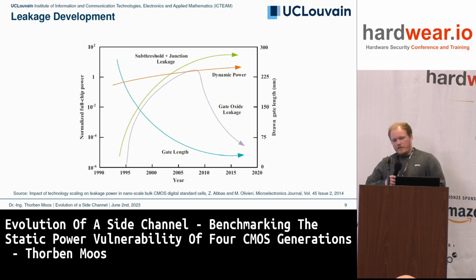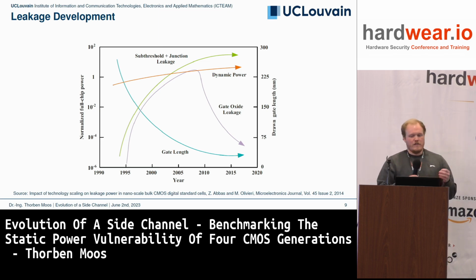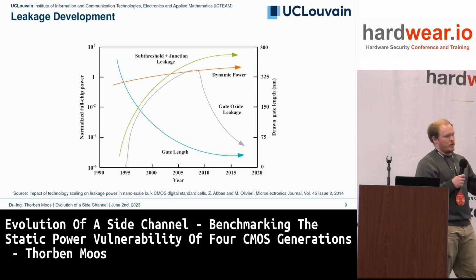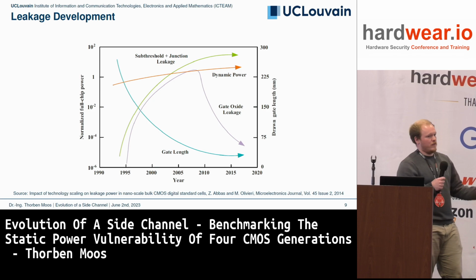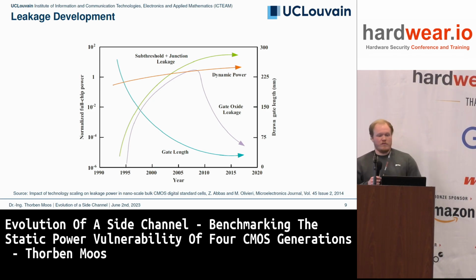The development of these leakage currents actually depends on the feature size of the technology. So newer technologies generally have higher leakage currents. The dynamic power, on the other hand, decreases per unit, but because we put more units on chips these days, the total also increases, but not as much as subthreshold and junction leakage shown here.